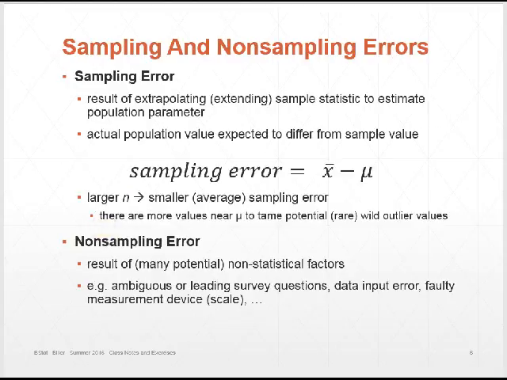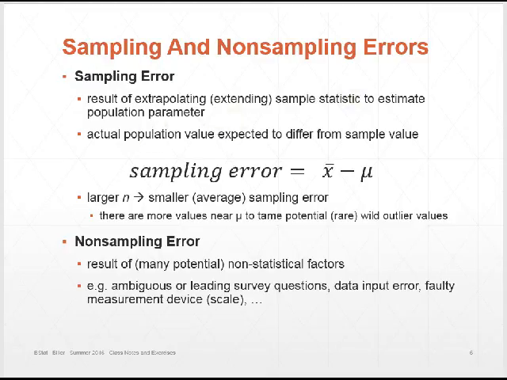And finally, for this video, let's talk about sampling and non-sampling errors. A sampling error is an inevitable consequence of the fact that we're going to use our sample and extrapolate or extend that sample statistic to estimate the corresponding population parameter.